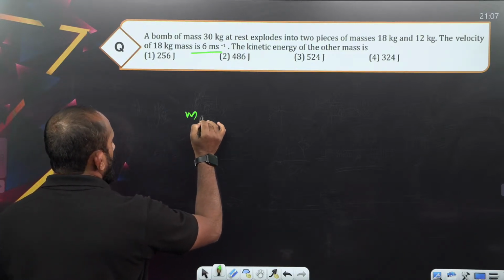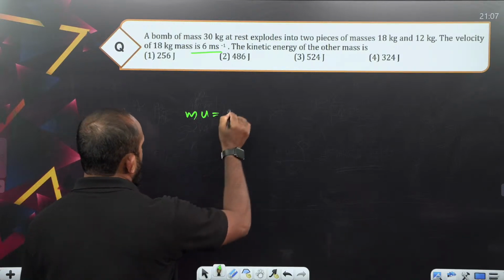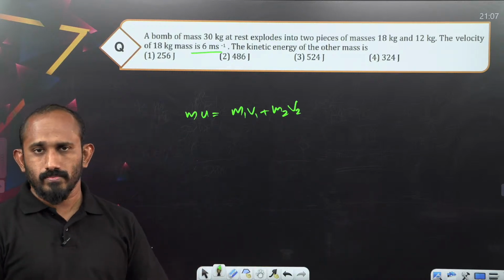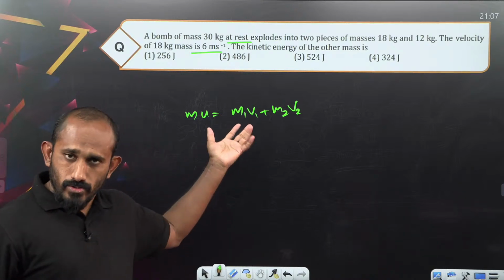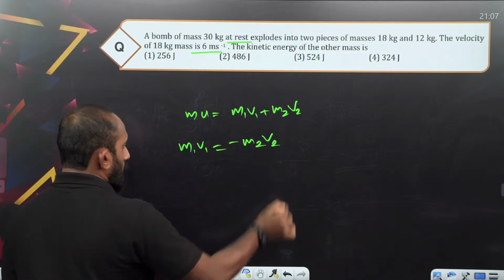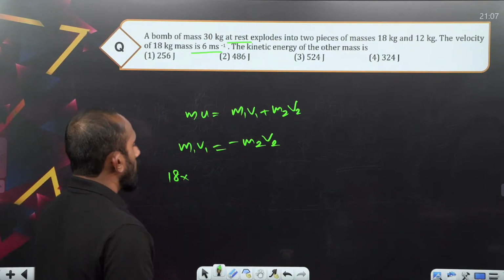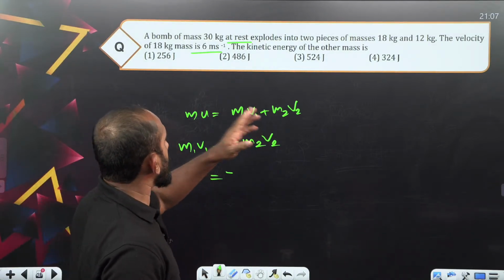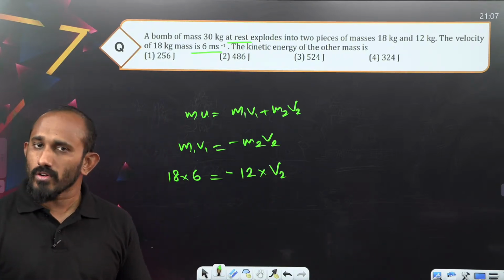So m into u, initially body has the mass m and velocity u, just initially, that's rest only. Then m1 v1 plus m2 v2. After explosion it becomes two pieces. So here initially rest only, so it explodes at rest. So it's 0. So we have m1 v1 is equal to minus m2 v2. We have to find v2. m1 is given 18 kilogram, so 18 into v1 is given 6 meter per second, equal to negative of m2 is 12 kilogram, 12 into v2 we have to find out. Then half mv square we can find it.